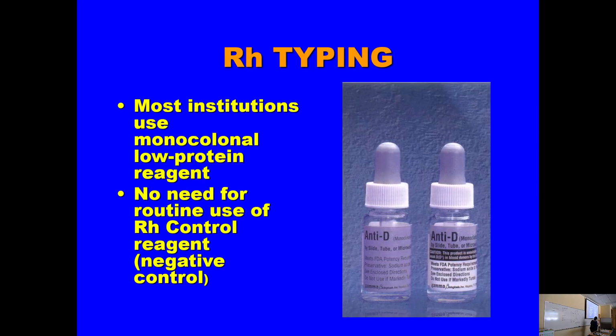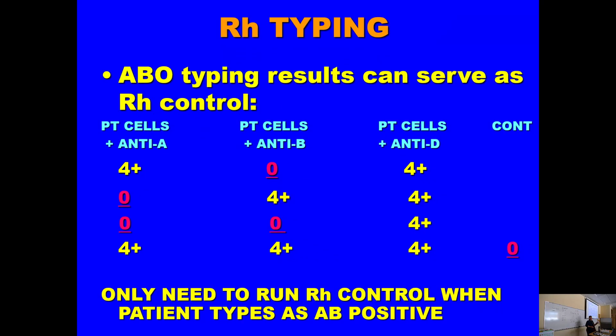When you're doing Rh typing, most times we're going to use monoclonal low protein reagent, in which case you don't have to routinely use an Rh control. When you're using high protein reagents, you have to do the control. I get you in the habit of doing the control just because for you guys it's that extra check. When you're in the hospital, doing patients, you can use any of your negatives as your control.